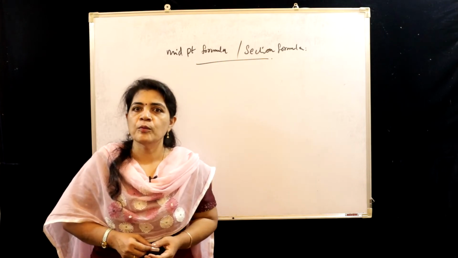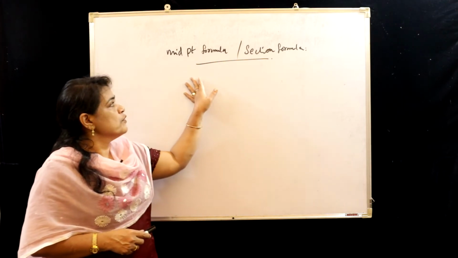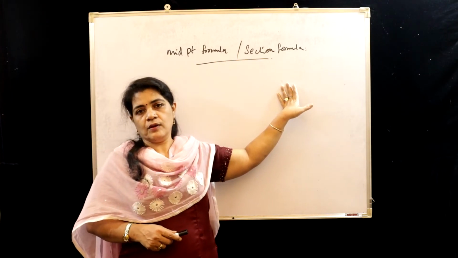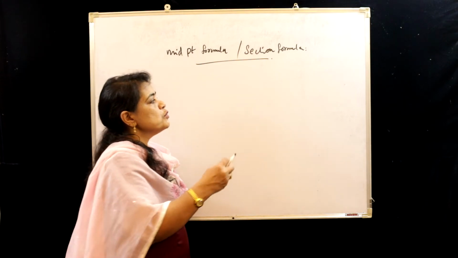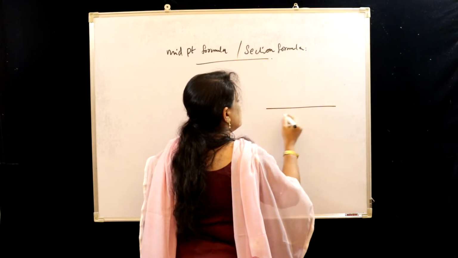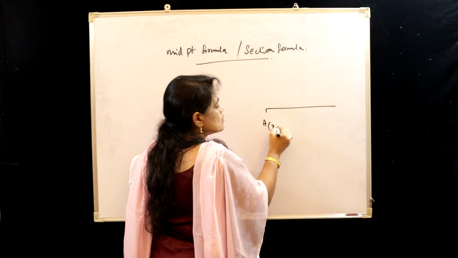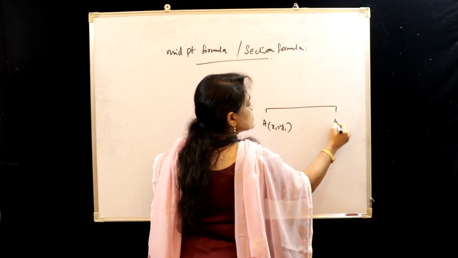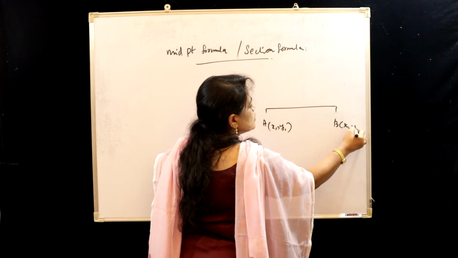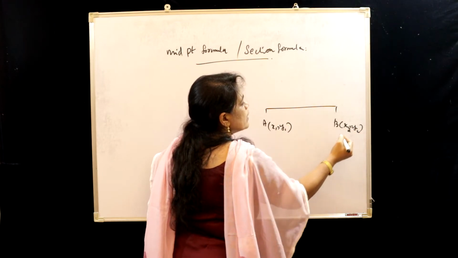The last topic of this lesson is the midpoint formula and section formula. For that we have two points, A and B. The coordinates of A are x1, y1, and the coordinates of B are x2, y2.